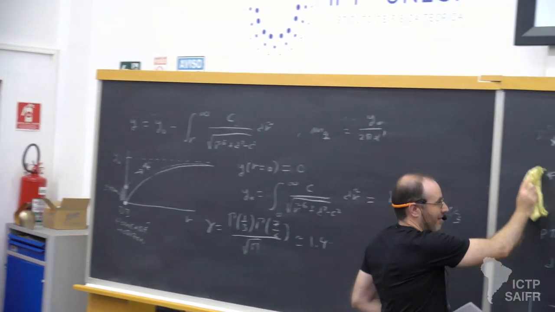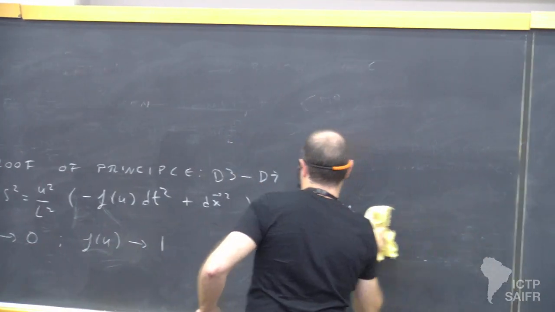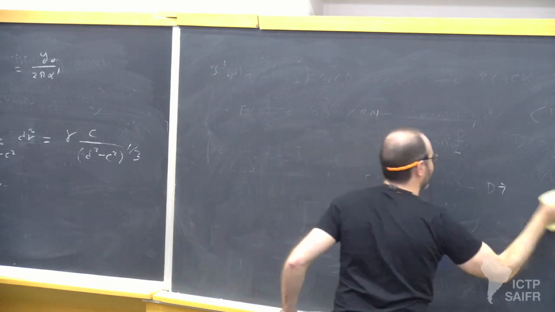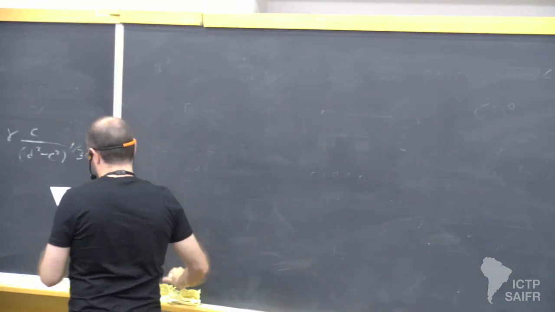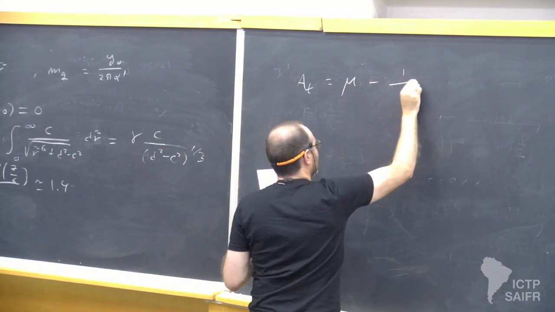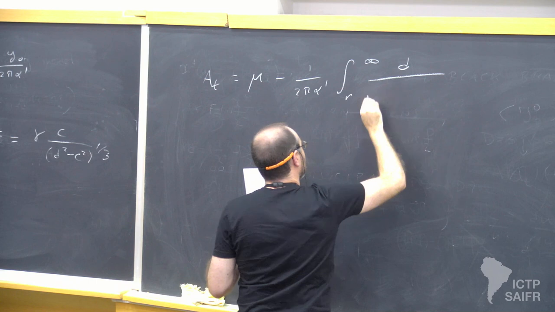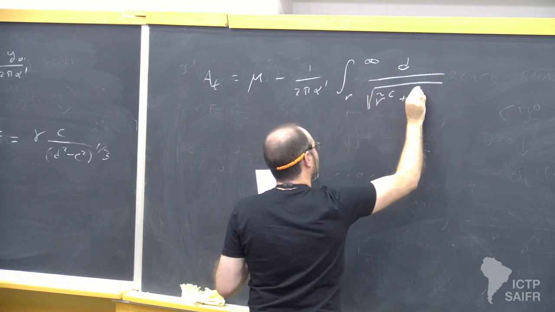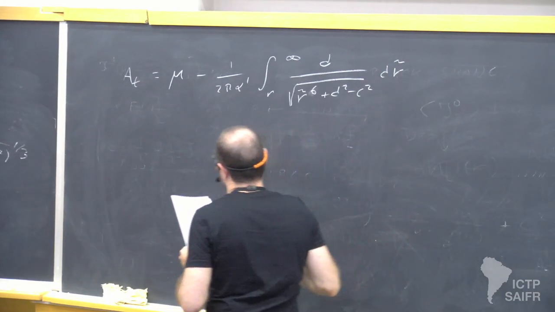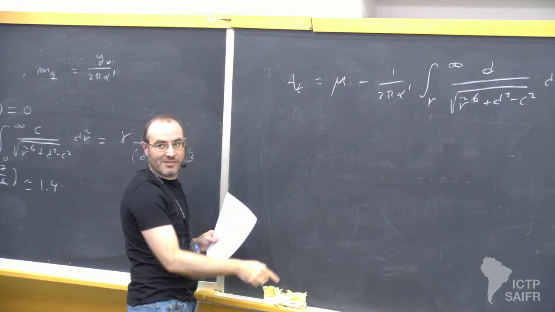Okay, now we go to the gauge field. So the solution for the gauge field is very similar to the solution for the embedding, just changing some terms and some factors. So A_T will be the chemical potential, minus 1 over 2 pi alpha prime, plus this integral. So again, I fix this integral in such a way that when r goes to infinity, it equals the chemical potential.